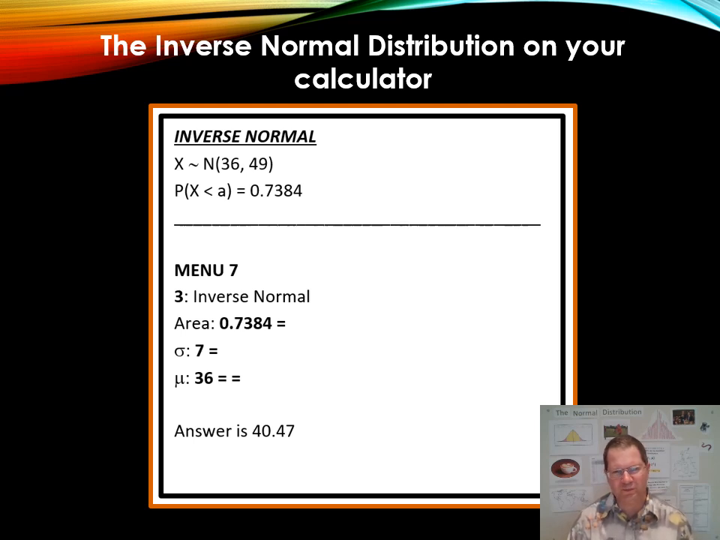In this example, we have x, which is normally distributed with a mean of 36 and a variance of 49, hence the standard deviation is 7. We want to find the value of a such that the probability that x is less than a is 0.7384. Whereas so far we've used menu 7.2, we now can use menu 7.3, the inverse normal. We type in the area, 0.7384 equals, the standard deviation is 7, the mean is 36, and the answer we get is 40.47. Now notice that the calculator is set up to tell you the area lower than when you do this.